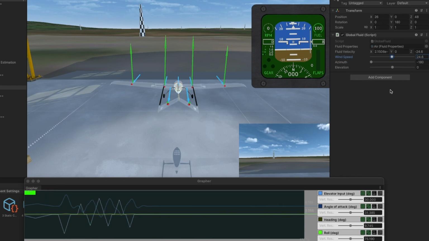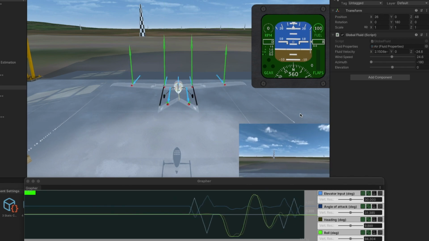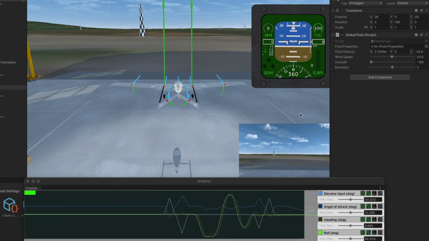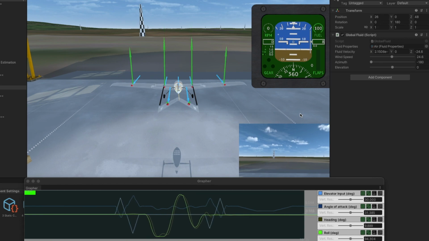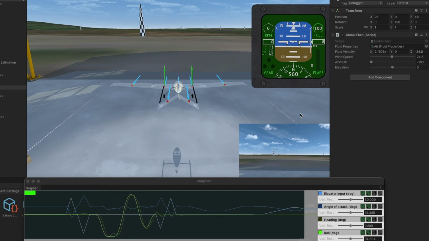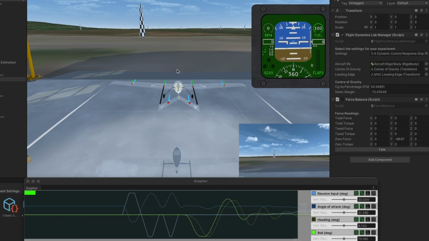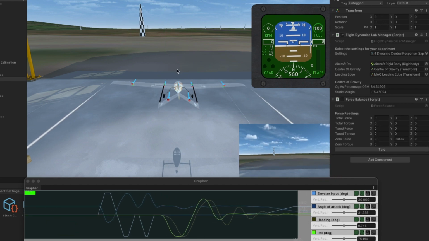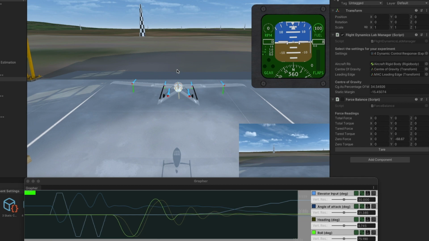As the wind speed is increased, the angle of attack response due to the elevator input produces less to no oscillation. Hence, it was concluded that higher wind speeds will result in a more responsive aircraft and quicker attainment of stable angle of attack. After extensive testing and data collection, it was determined that the optimal CG position for pitch control is around 30 to 35% of its MAC. However, it is important to note that the aftmost CG position at which acceptable pitch control can be maintained varies depending on the aircraft's design and must be determined through further testing.